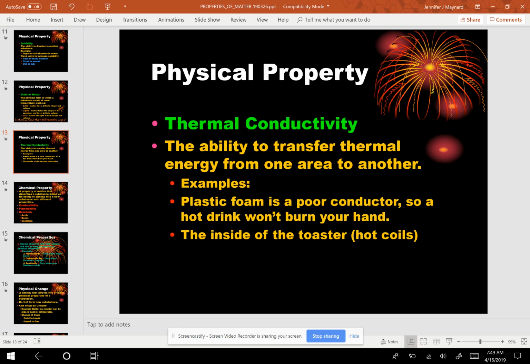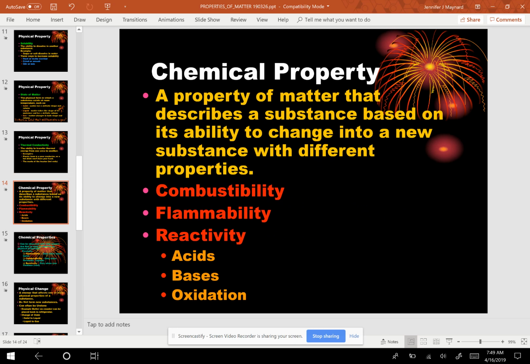Okay. So then we have the chemical properties. Okay. Chemical properties are not the things that you can touch, taste, see. They're like the internal hidden properties of something. You don't look at a piece of wood and automatically know by looking at it that it's flammable. Now, you know that it's flammable based on your experiences in life, but you don't just know it by looking at it, right? Like if you looked at wood for the first time, you wouldn't be like, oh, that's flammable. So a chemical property is a property of matter that describes a substance based on its ability to change into a new substance with different properties.